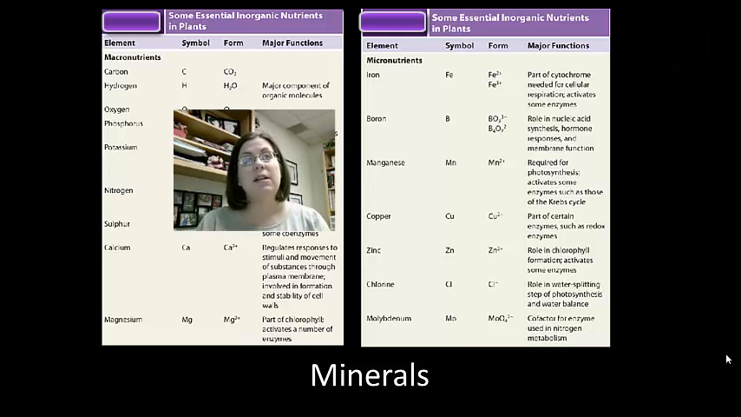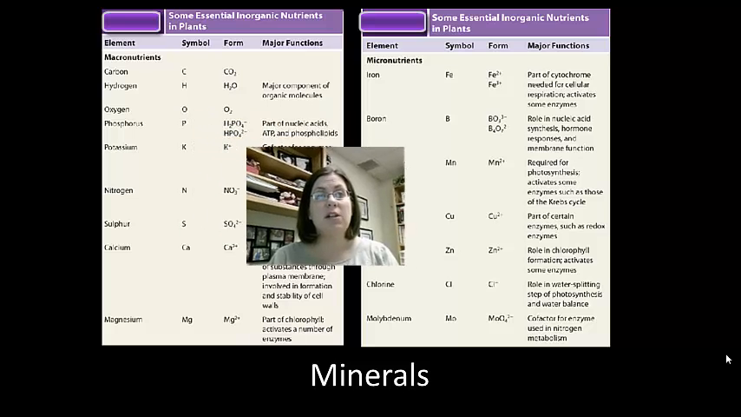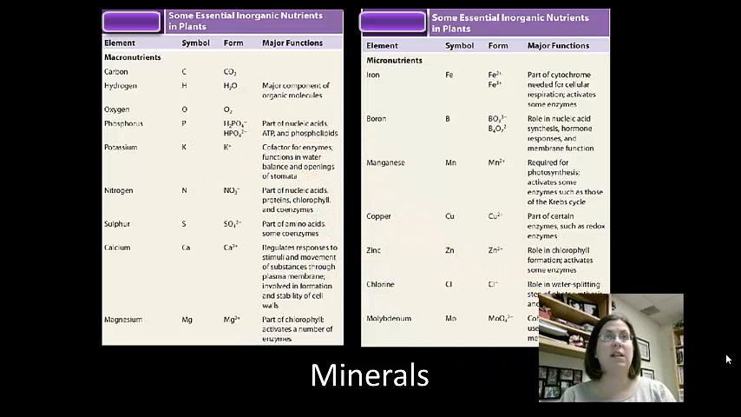Minerals can also be considered essential if the plant requires them to survive. Okay, so these would all be considered essential. There are others that are beneficial. Some of these that are beneficial will help the plant grow better, but the plant can still survive without them.